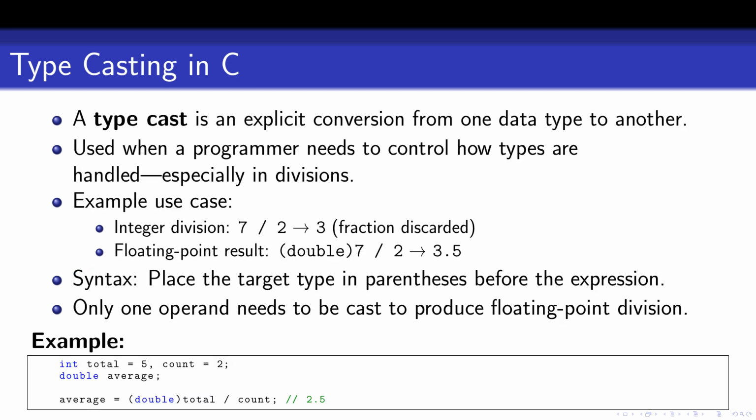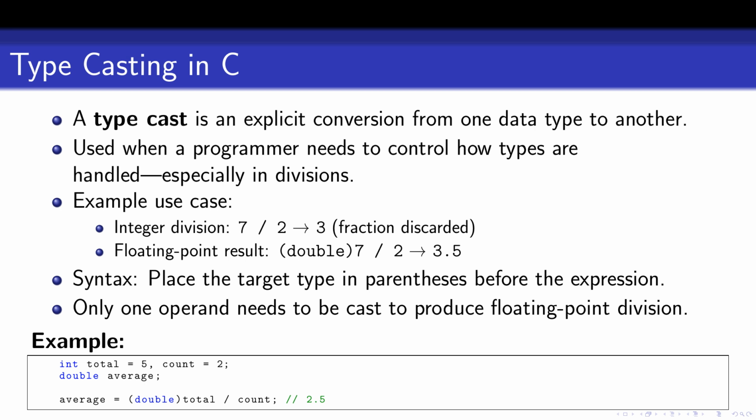Sometimes, automatic type conversion isn't enough, or isn't what you want. That's where typecasting comes in. Typecasting allows you to explicitly convert a value from one type to another using a simple syntax. For example, (double)7 turns the integer 7 into a floating point number.